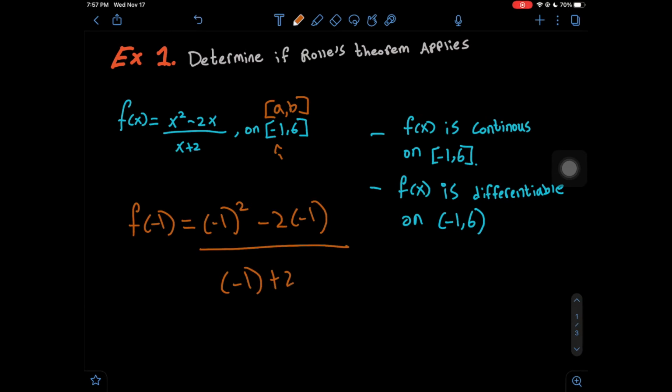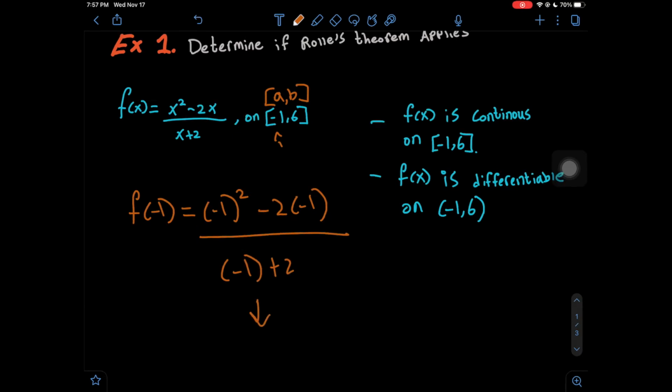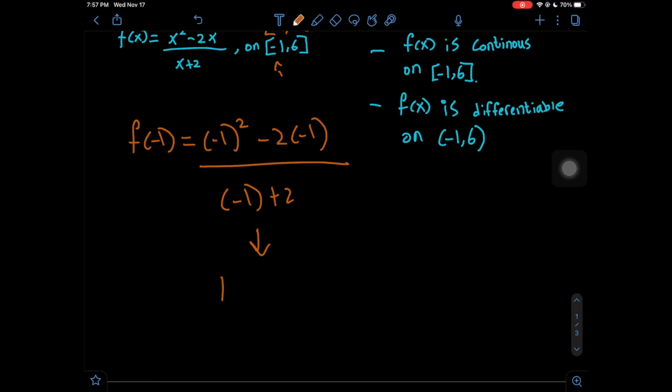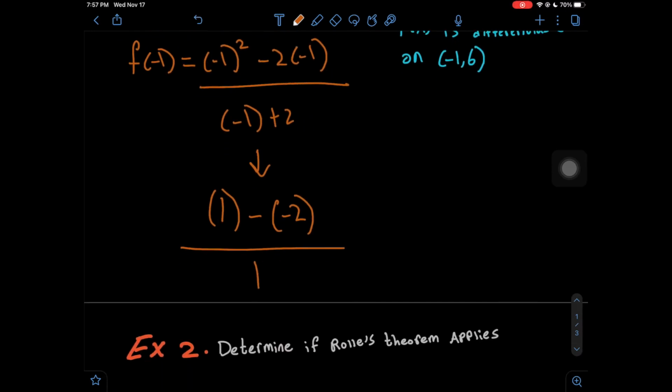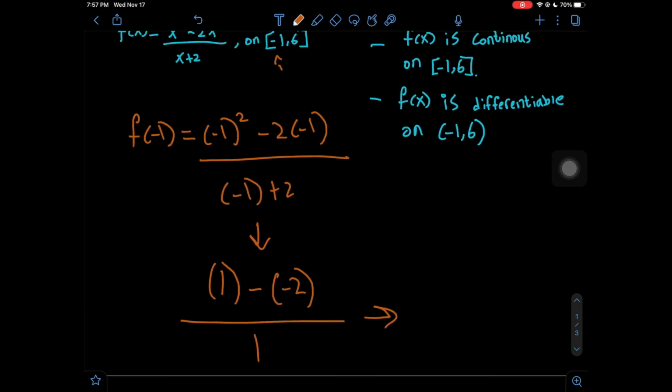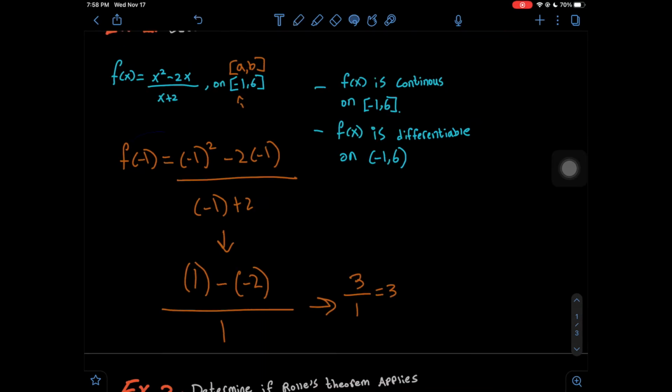Pretty simple math here. -1 squared is just 1, right? Minus 2 times -1 is -2. Over -1 plus 2 is 1. So we have 1 minus -2, which is just 3, and then over 1 equals 3. So that is our f of a. And we can move this and make it smaller and put it to the side.